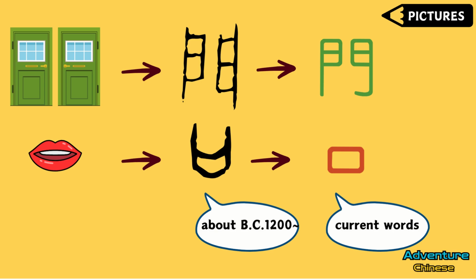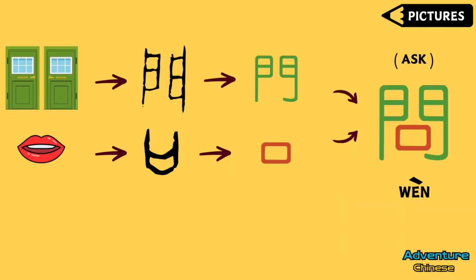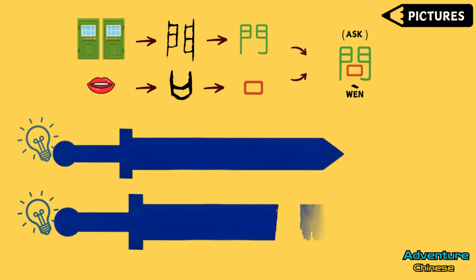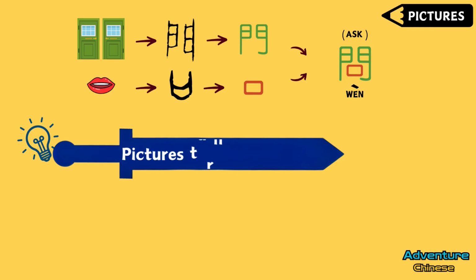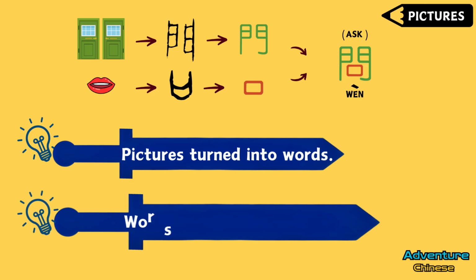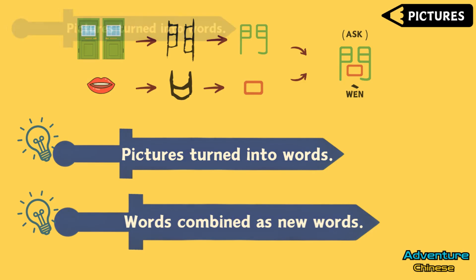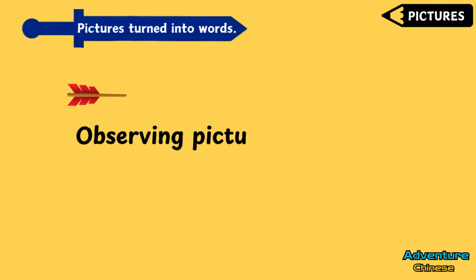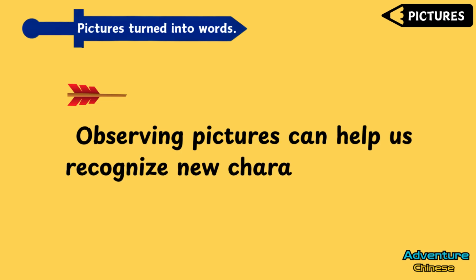And we already knew when the two characters, door and mouth, are combined, they form a new word, which means ask. So, we have two important discoveries. The first, pictures can be turned into words. The second, different words can be combined to create new ones. Pictures turn into words. So observing pictures can help us recognize new characters much more easily.